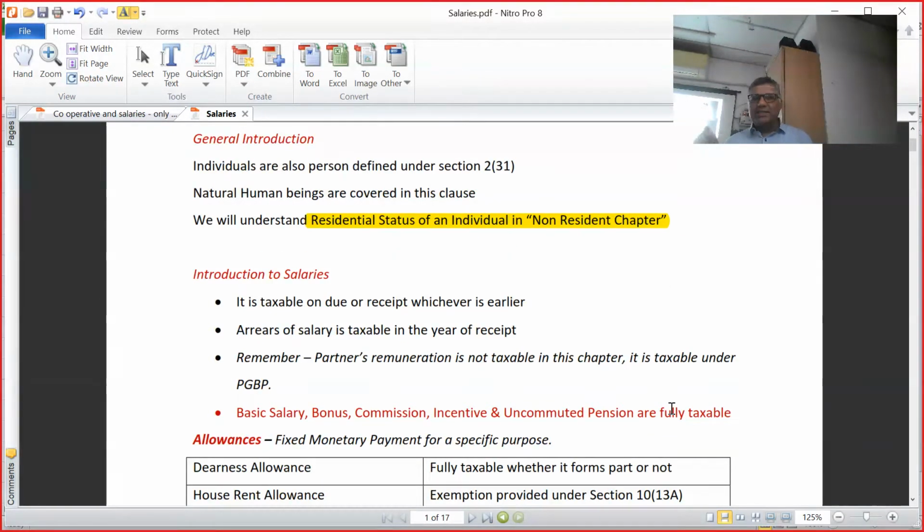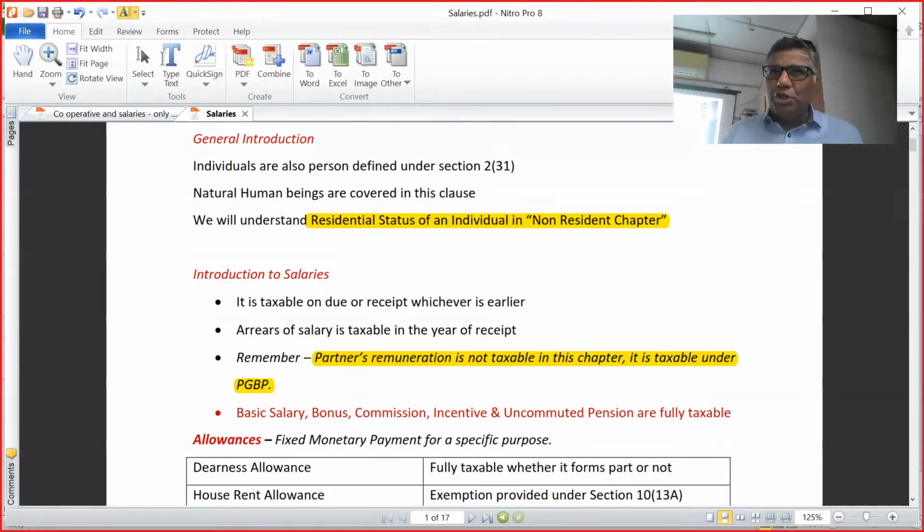Well, what is salary? Between the payer and receiver, there should be an employer-employee relationship. Then it passes the test of salary. If that is not there, it will not come under salary. So for MPs and MLAs, the honorarium paid by the government has nothing to do with salaries. They are not employed by the government. Remember, partners are not employees. Directors are employees, but partners are not employees. So that's why we tax them at PGBP level itself. We are not bringing it here.